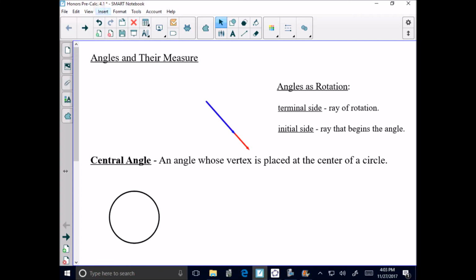Alright guys, so this is our first video for our lesson on angles and their measure. This is going to correspond to section 4.1 in the book. And 4.1 is the first section of chapter 4 where we're going to start talking about trig functions.